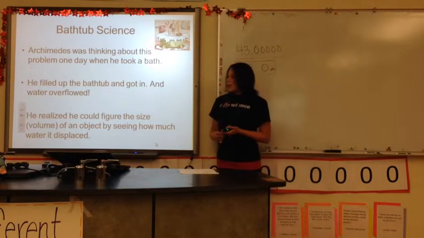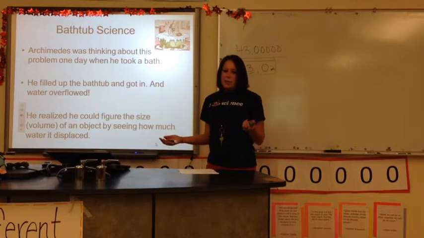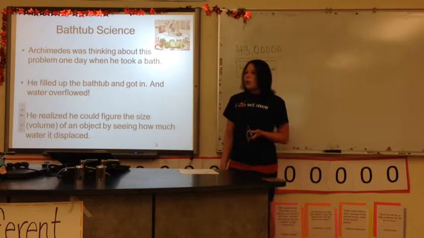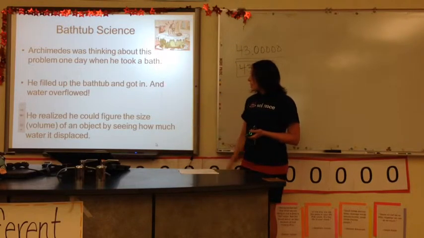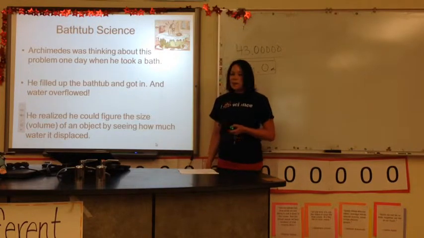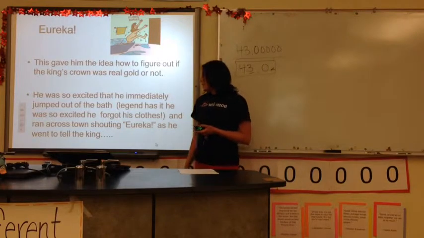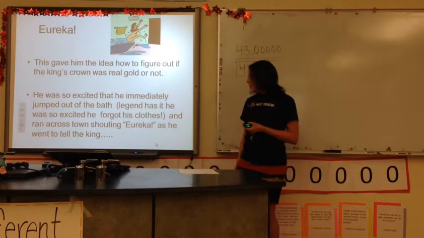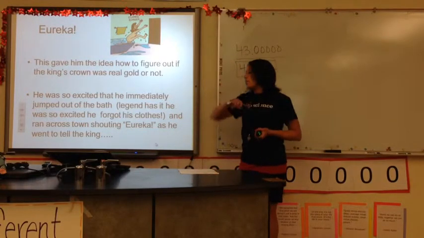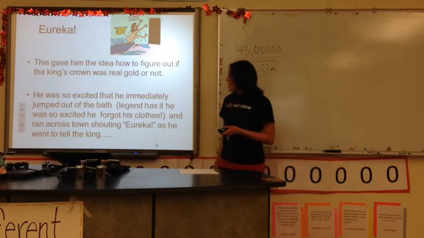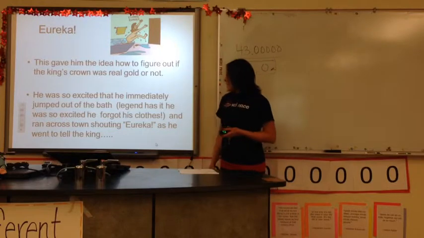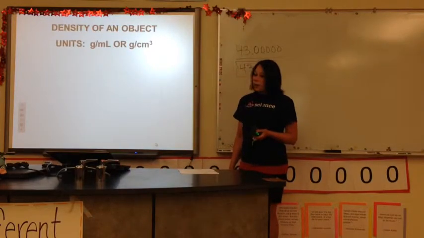So this story about Archimedes is that he was in the bathtub and he noticed that when he got in, the water overflowed. So he said, okay, if I can figure out how much space something is taking up, I can actually just use this water displacement technique. So the legend says that this gave him the idea of how he could figure out if the king's crown was real gold or not, and he was so excited that he leaped out of the bathtub and shouted, "Eureka!" And he forgot that he didn't have clothes on, and so he was running through the town naked. Okay? Well, Archimedes was right.